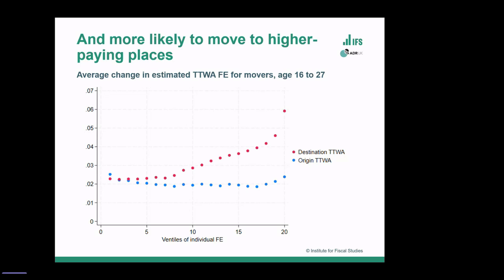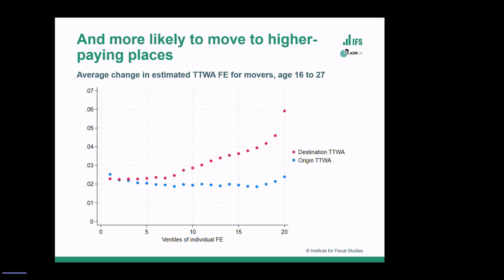What you see is that the highest skilled individuals move to places that are much higher paying than where they came from, whereas this is not the case for the lower skilled individuals. So high skilled individuals are moving more, and they're also moving to places with much better pay, therefore exacerbating geographical differences.